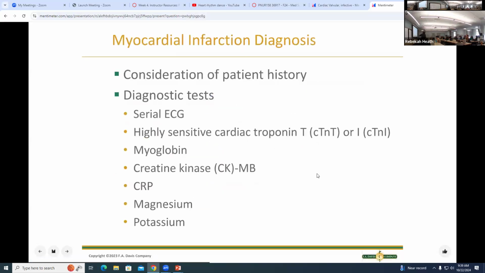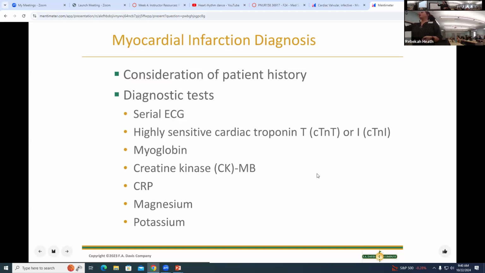Serial means time-based. When the person first gets there, you do an EKG and you do blood work. We're typically going to do a highly sensitive cardiac troponin. I just want to refer to it as troponin, okay? I want you to know troponin. Just like creatinine tells us kidney function, troponin tells us if there's heart damage. Troponin is what's released when the heart itself is being damaged. Normally you shouldn't see troponin in your blood. If you do, that means damage is happening.